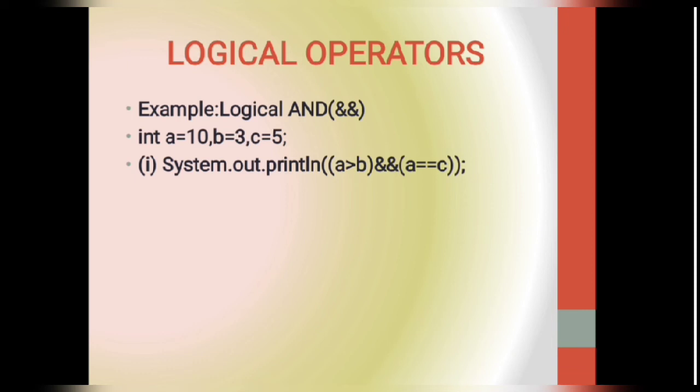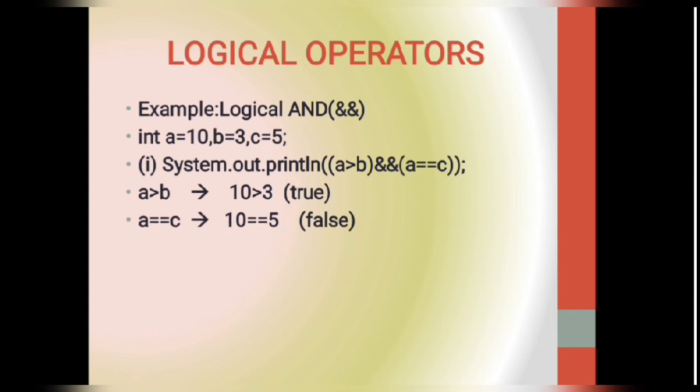So for this we need to separately solve both the relational operators and then join their outputs. First we are going to check A is greater than B. As you can see on your screen, 10 is more than 3, which is true. So that means this relation will return true. And second, A equal to C. That means 10 equal to 5, which is false. So remember, in logical AND, both the relational operator values should be true. Here one value is true, one value is false. So you know what the answer is. Your answer will be false.